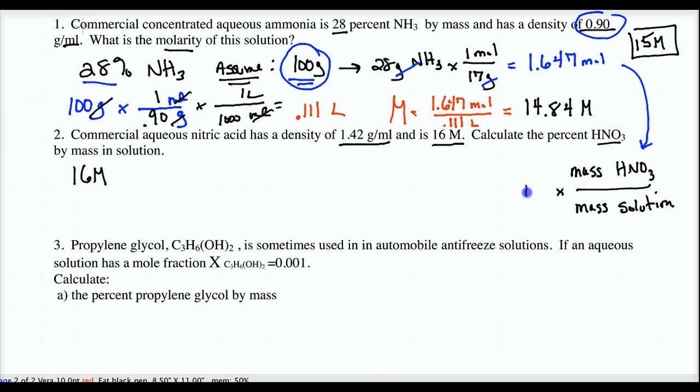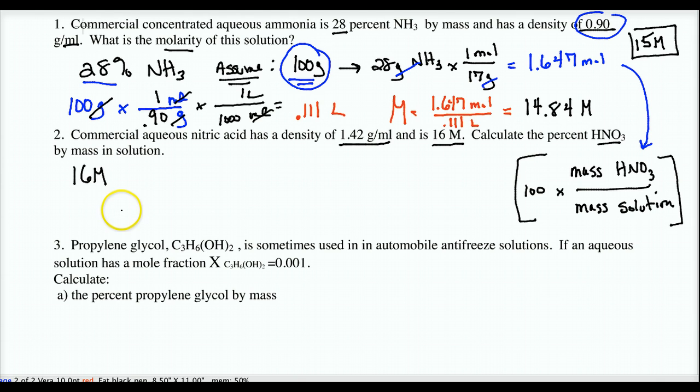times 100. That's what I'm going to need. So how do I go from molarity into mass? Well, somehow the density is going to help me. But the density is going to have to go from volume to grams. So I'm going to have to go from volume. So I need a volume.